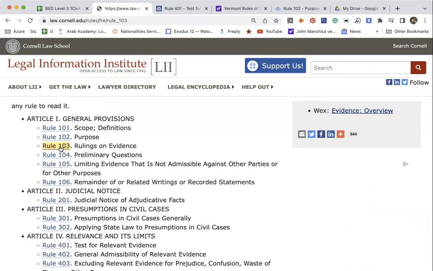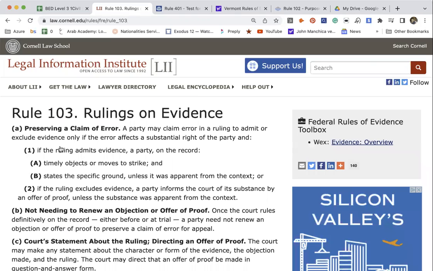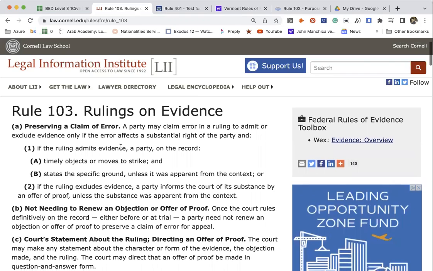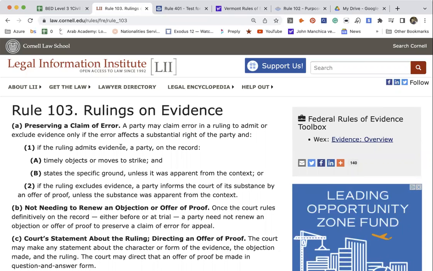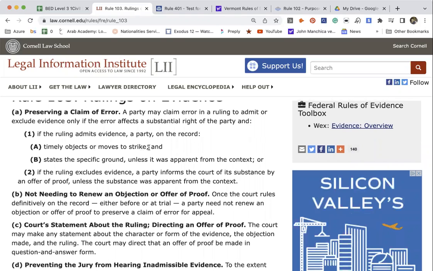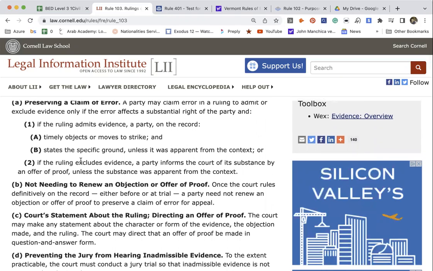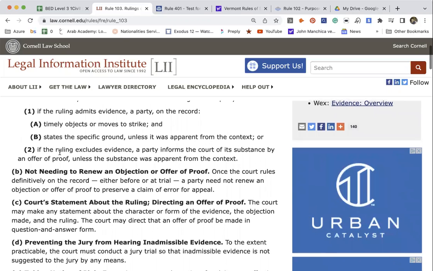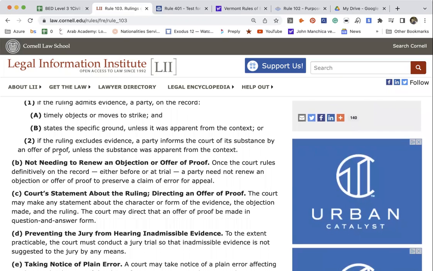So now rulings on evidence, Rule 103, preserving a claim of error. A party may claim error in a ruling to admit or exclude evidence only if the error affects a substantial right of the party. And number one, if the ruling admits evidence, a party on the record A, timely objects or moves to strike, and B, states the specific ground unless it was apparent from the context, or two, if the ruling excludes evidence, a party informs the court of its substance by an offer of proof unless the substance was apparent from the context.